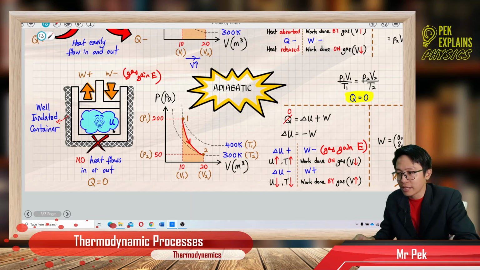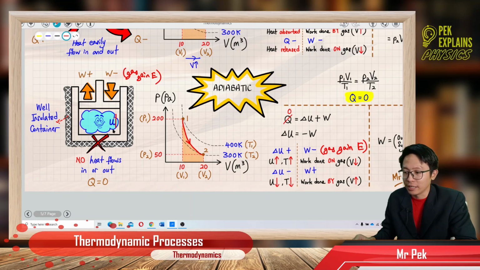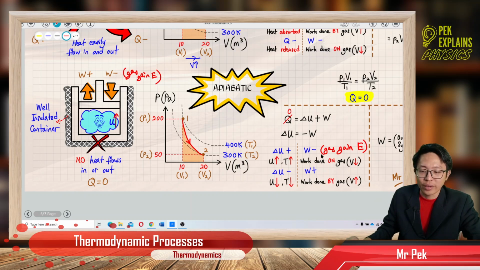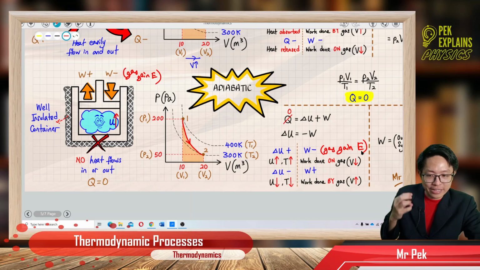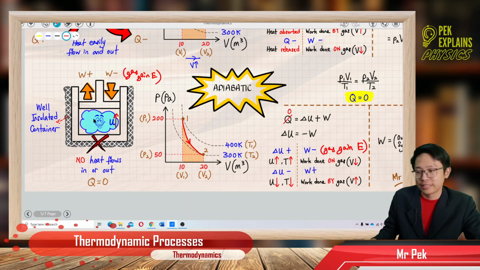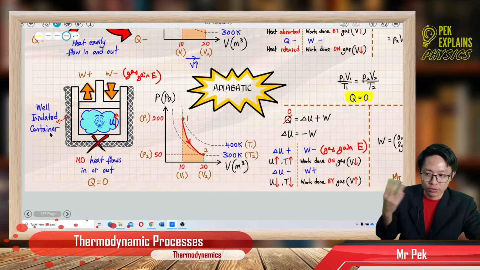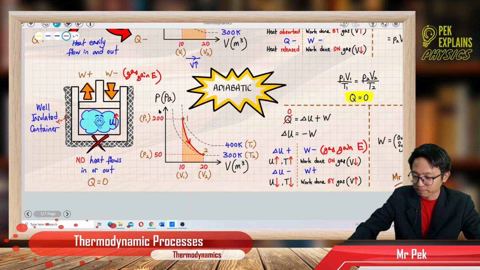So what happens to the internal energy? The internal energy will increase. When work is done on gas, the gas gains energy, so the internal energy increases. Delta U will be positive. The internal energy of the gas will increase, and the temperature of the gas will increase. Since it is well insulated, there is no heat loss, so the energy is stored inside in the form of internal energy. That's one of them.